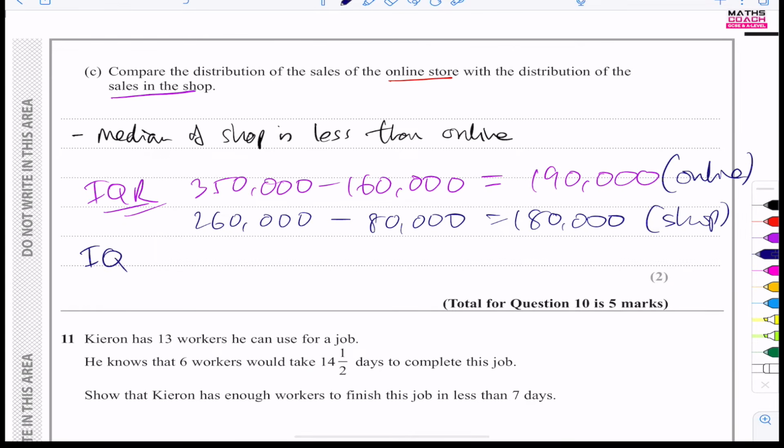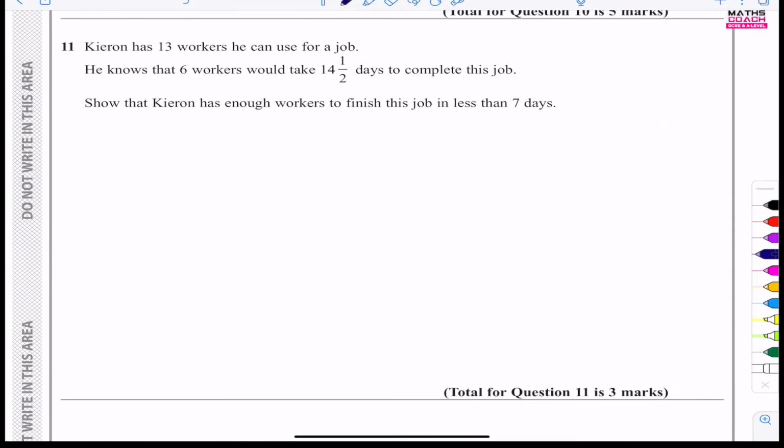What you could say here is that the IQR is larger online than shop. And that simply means that the shop sales were more consistent. You could also say that because it's a smaller interquartile range, it's more consistent. It shows consistency.